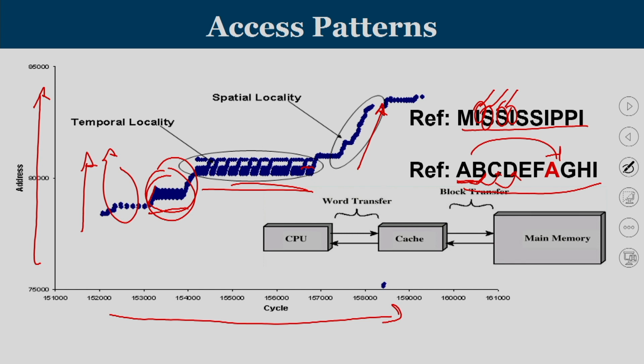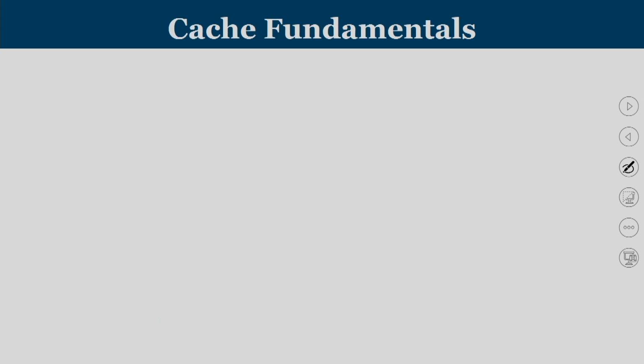So, you have your main memory. From main memory, due to the spatial locality principle, we transfer a block of data into cache, and from the cache we will transfer only the word that the CPU is asking for. So, it is basically a word transfer.